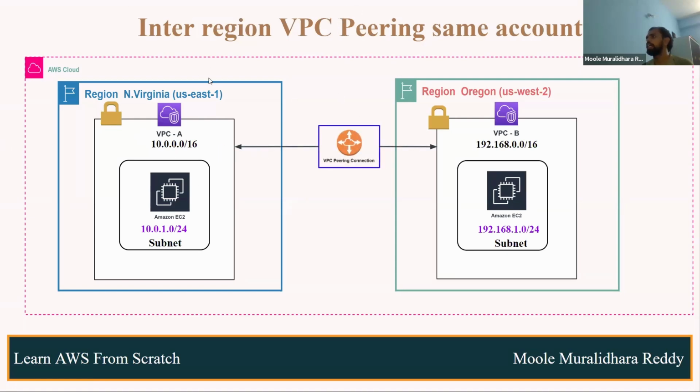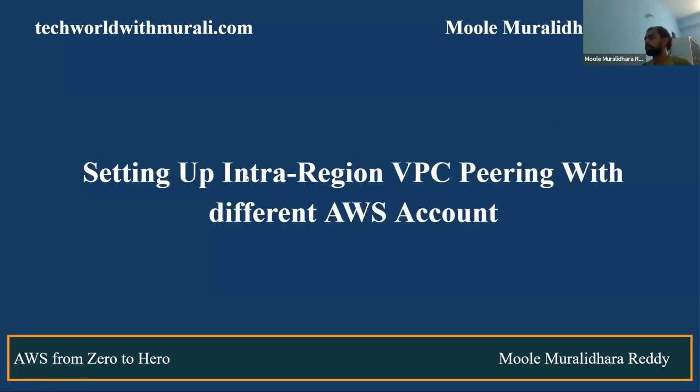We can call it inter-region VPC peering, same AWS account. Understand that? We will test the connectivity. Final one is, we can set up the intra-region VPC peering.